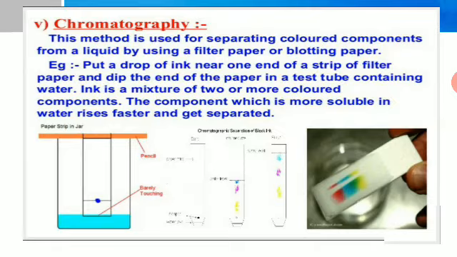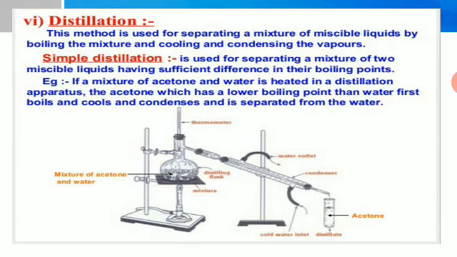Next is distillation. This method is used for separating a mixture of miscible liquids by boiling the mixture and cooling and condensing the vapors. Simple distillation is used for separating a mixture of two miscible liquids having sufficient difference in their boiling points.